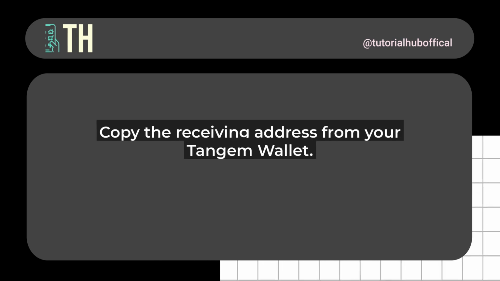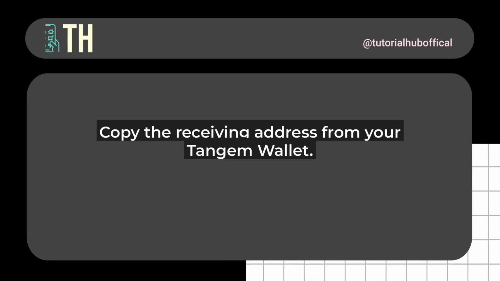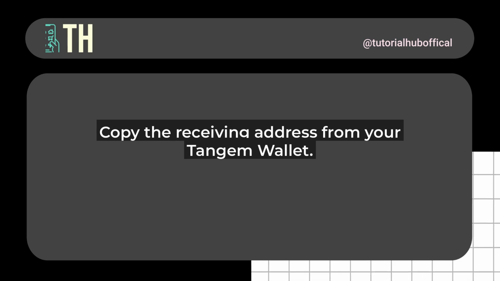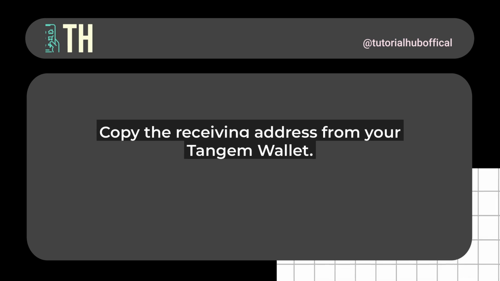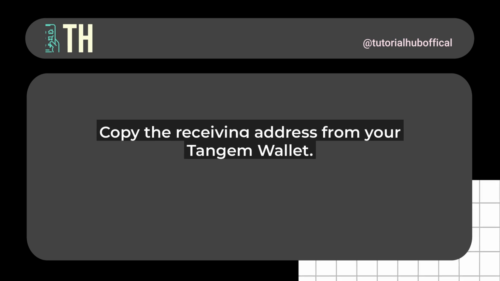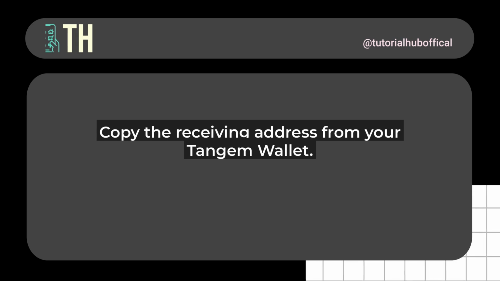Next, you'll need the receiving address from your Tangem wallet. Open the Tangem app, go to the wallet that holds your Tether, and copy the wallet address. It's usually a long string of letters and numbers. Make sure you copy it accurately to prevent any errors.